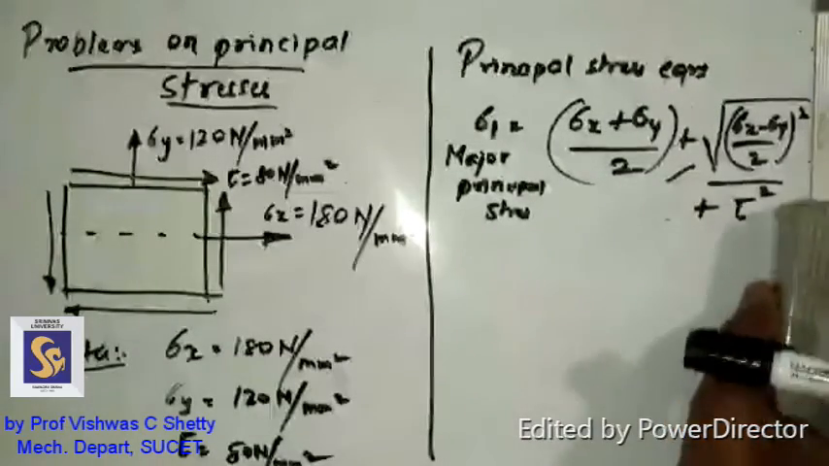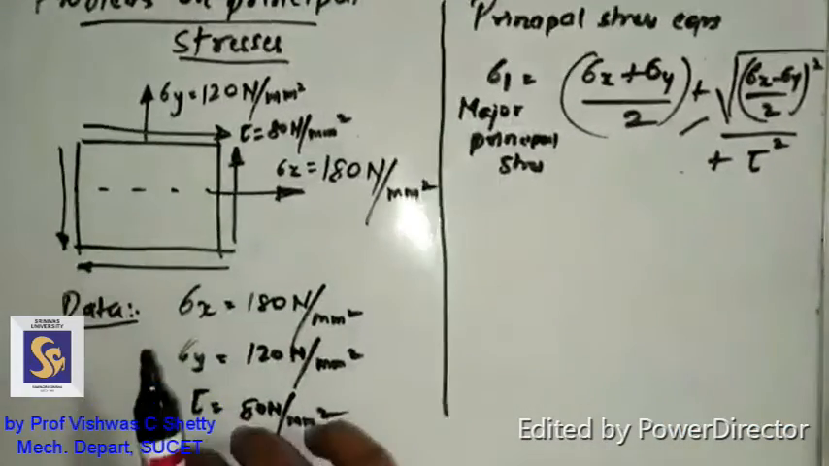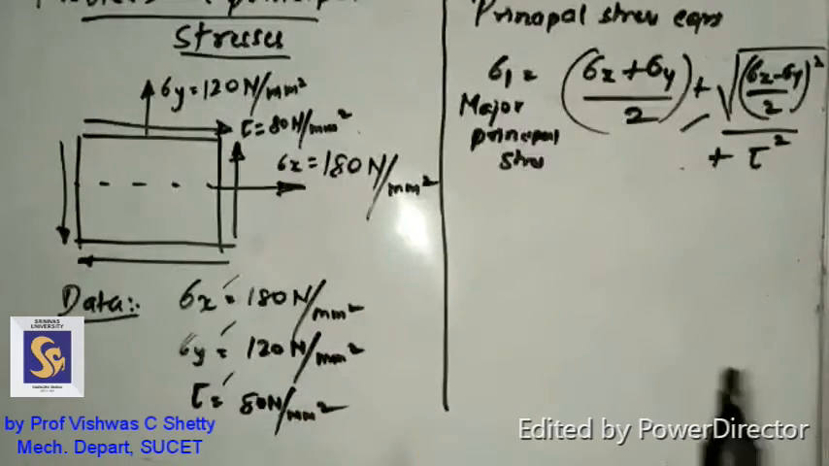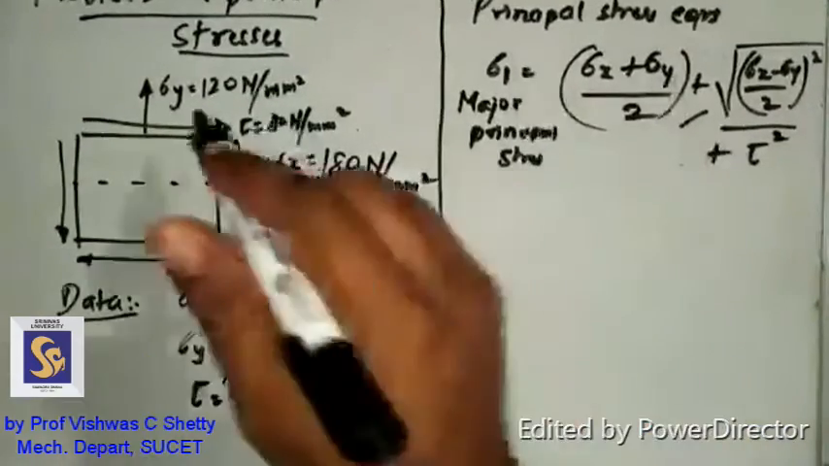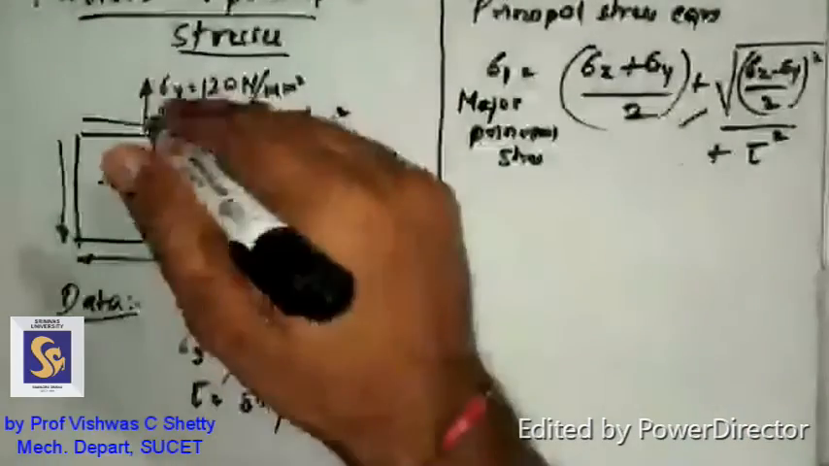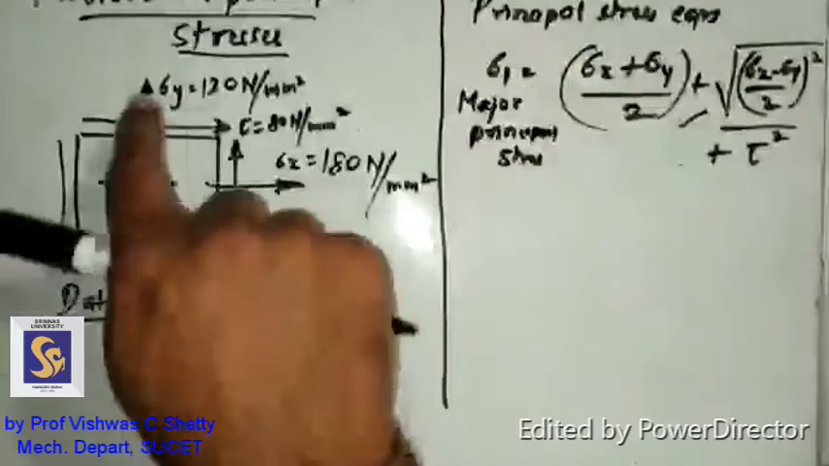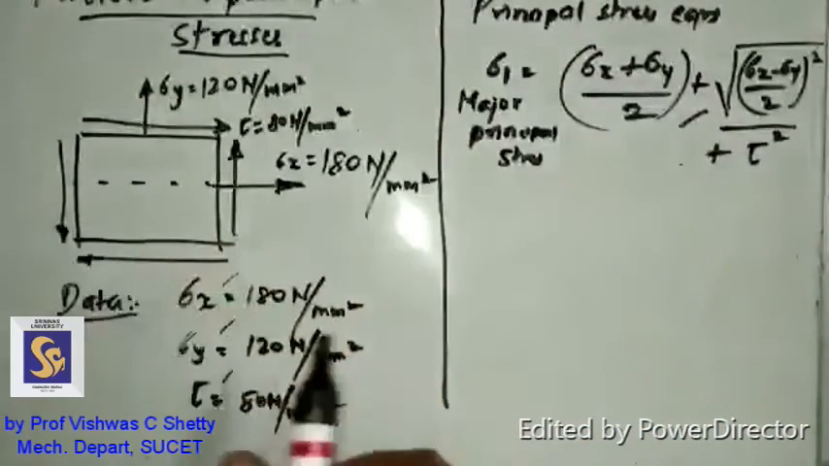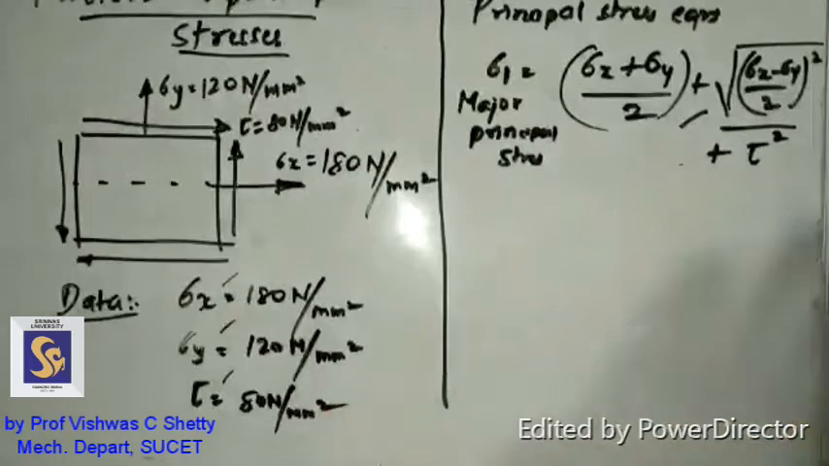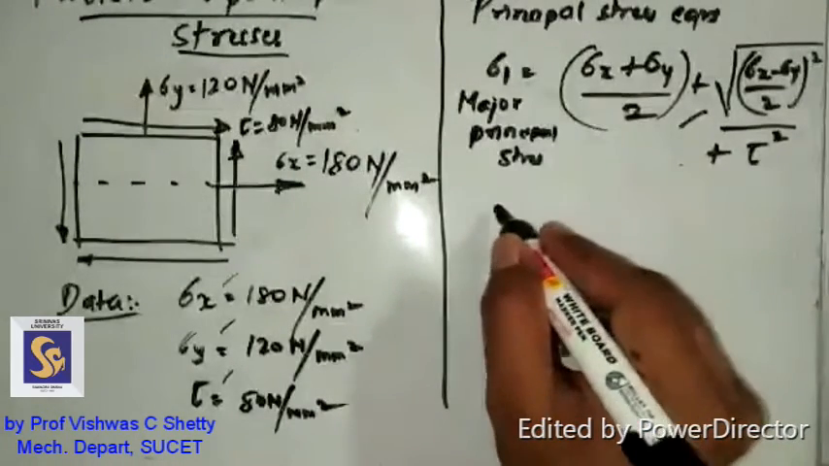Is it clear? Can you solve this and tell me the answer? All data is given here clearly: sigma x, sigma y, and tau. Please note that there is no theta equation, there is no oblique plane. When principal stress is asked, there is no oblique plane. The only thing is you have to calculate the angle between the principal stresses. Okay, substitute and get the answer.